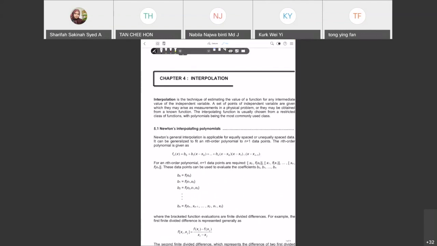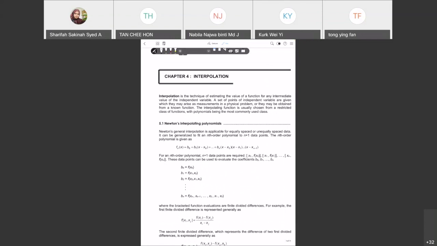So you see here, interpolation is the technique of estimating values of functions for any intermediate value of the independent variables. So what is the meaning of intermediate value and independent variables? We find the value of f(x) based on the independent variable. So here the independent variable is x. A set of points of the independent variable are given.